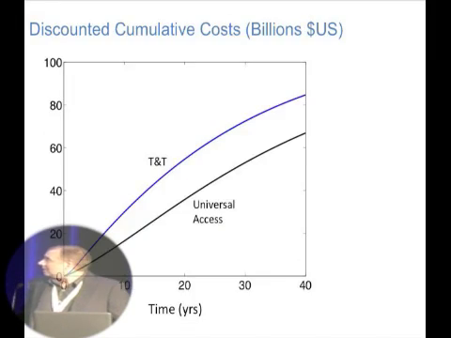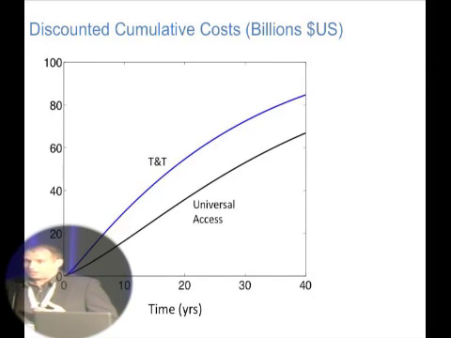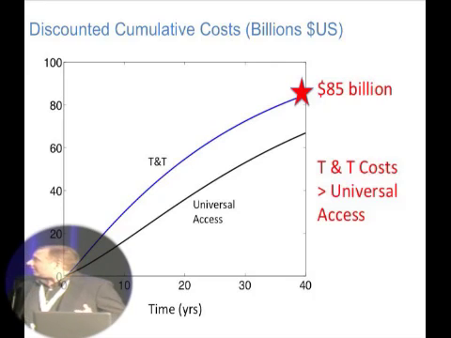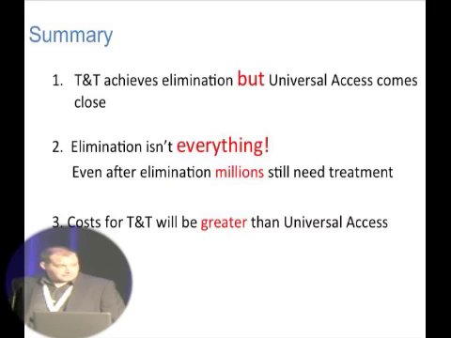Now, what does this mean in terms of cumulative cost? Because this is something also that we want to look at. Well, despite the fact there is this crossover between test and treat and universal access, the cumulative costs of test and treat are still much higher over a 40-year period than universal access, with treatment costs based on those that we've shown, essentially $85 billion. So despite the fact there is this crossover, the test and treat is always more expensive.